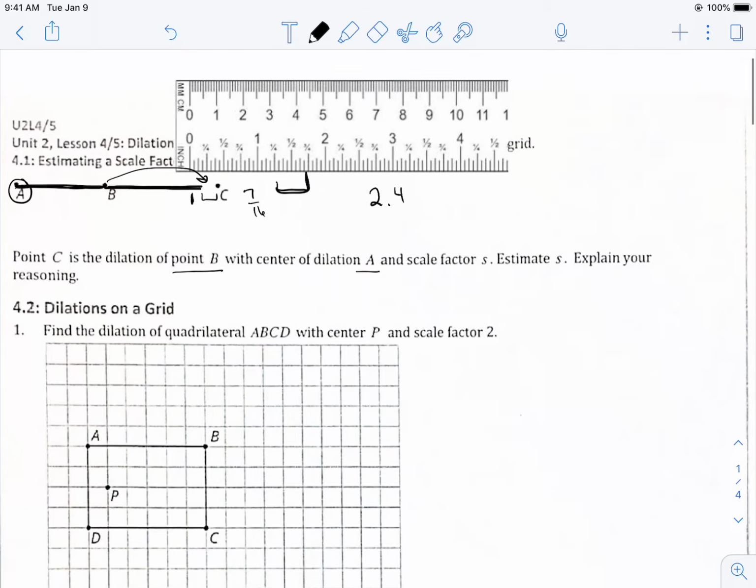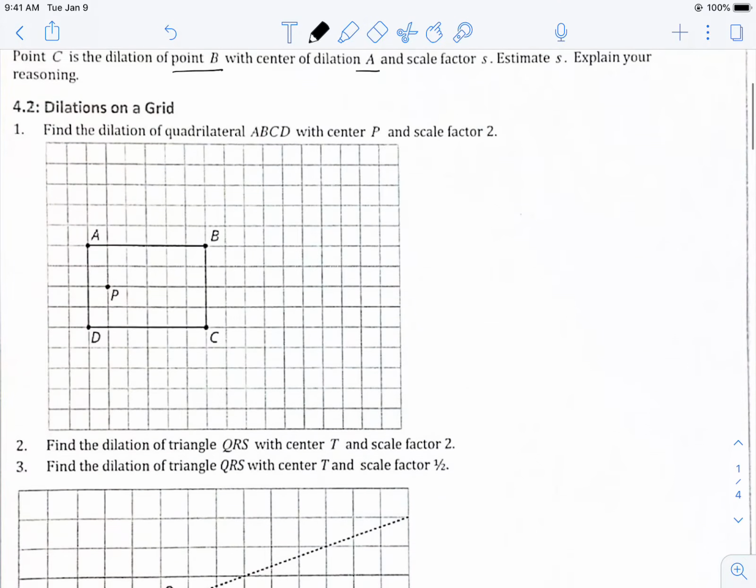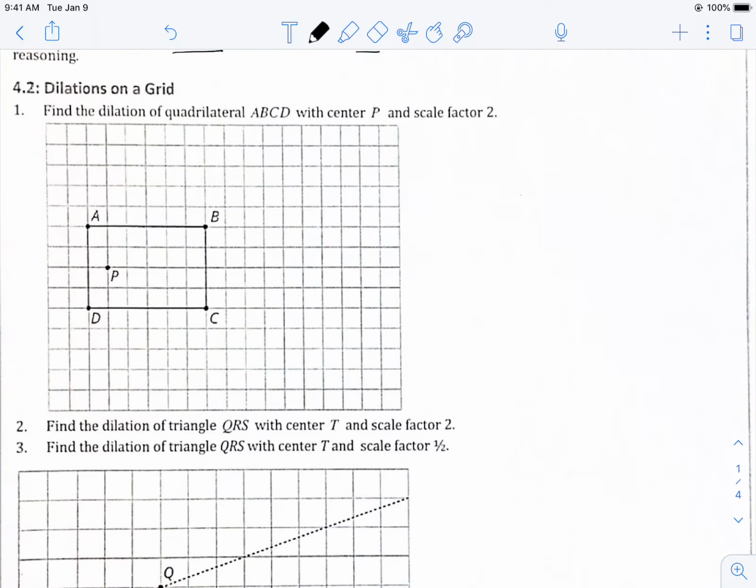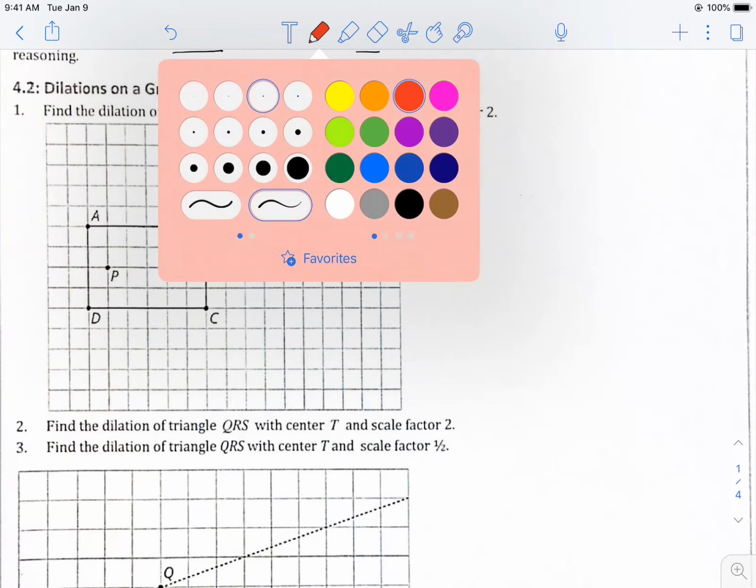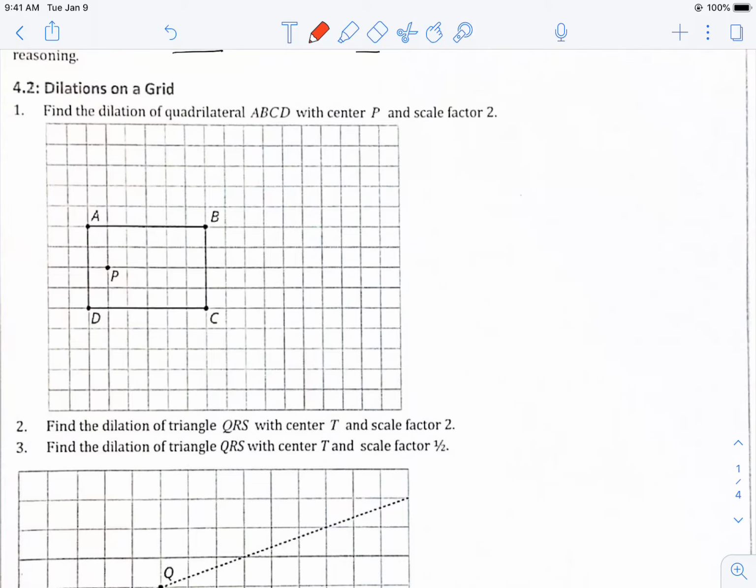All right, so let's go down to question 4.2, dilations on a grid. So we're going to find the dilations of quadrilateral A, B, C, D, what's drawn here, and our center is P, and our scale factor is 2. So let's use a color here. We know we're doing a scale factor of 2, so anytime a scale factor is bigger than 1, we know the shape is going to be getting bigger. So we know the shape that we're going to make is going to be bigger than what we started with.